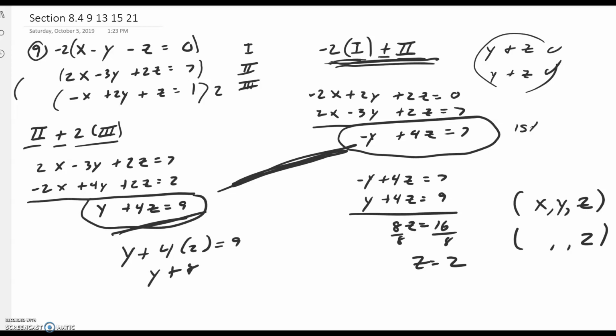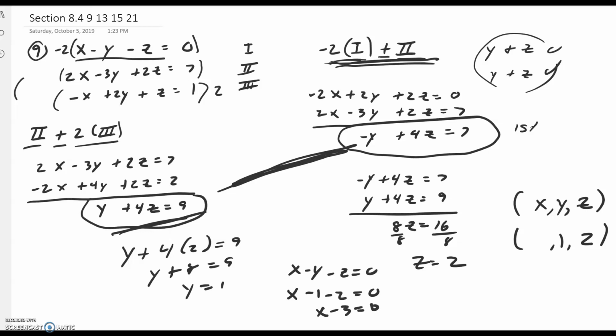And we get y plus 8 equals 9. Subtract 8 from both sides, and we're getting y equals 1. I've lost my pen color, so I'll get it back eventually. We have y equals 1. And then I'm going to go back to this very first equation, x minus y minus z equals 0, and I'm going to put in y and z. So we have x minus 1 minus 2 equals 0, x minus 3 equals 0. Add 3 to both sides, x equals 3. So it looks like we have the solutions x is 3, y is 1, z is 2.